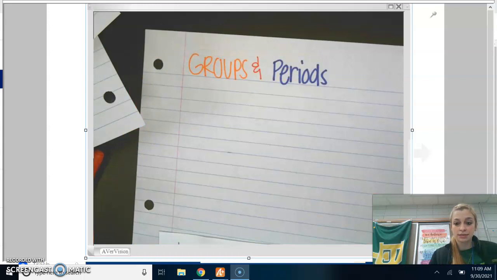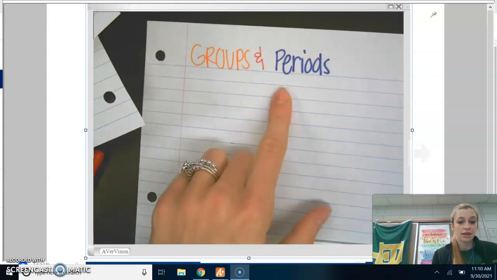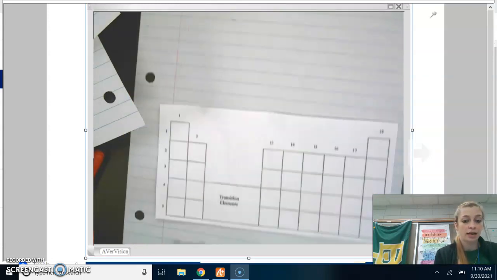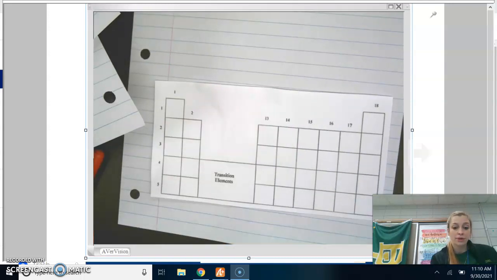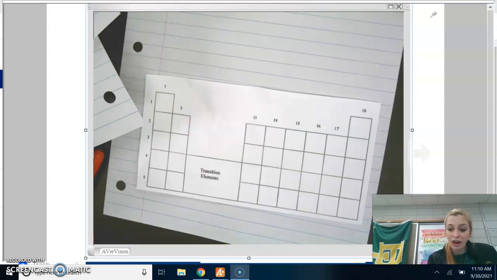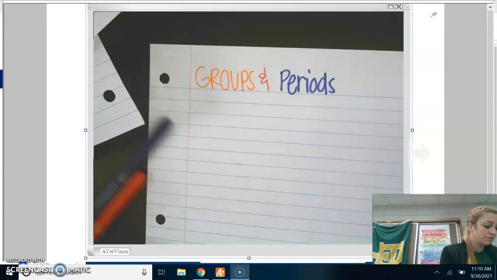All right. So to set up my notes, I titled it, and then I have my periodic table down here, which is linked for you. If you are able to print it out, tape or glue it on. If you are not, then draw it. It's just some boxes. You can draw it. So let's start with groups.